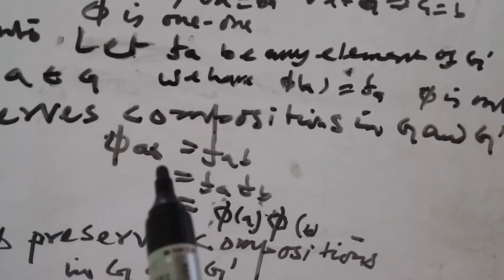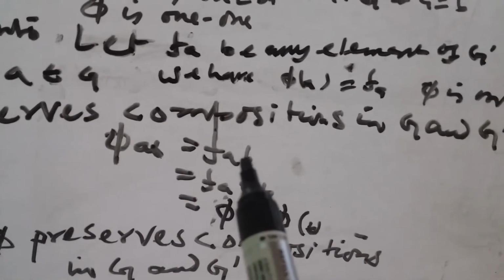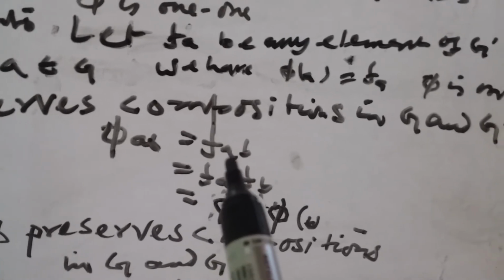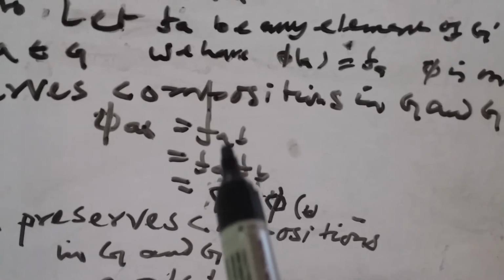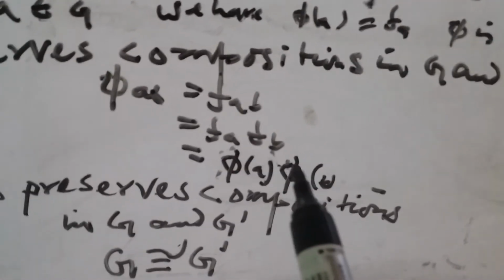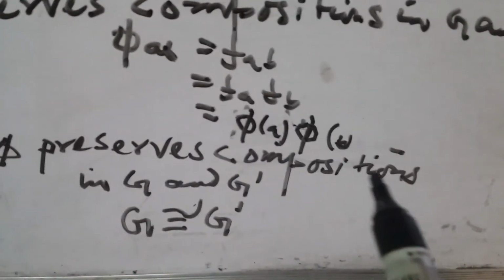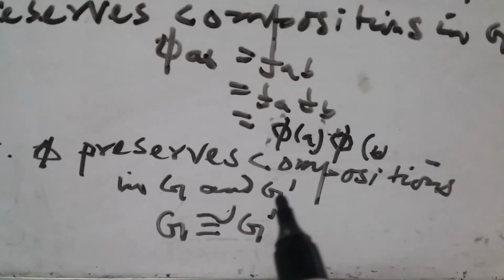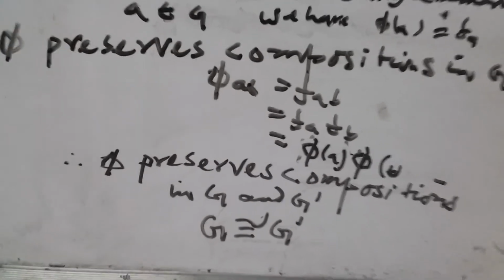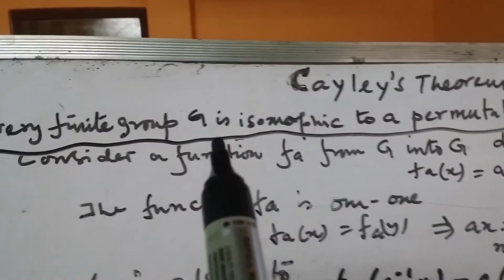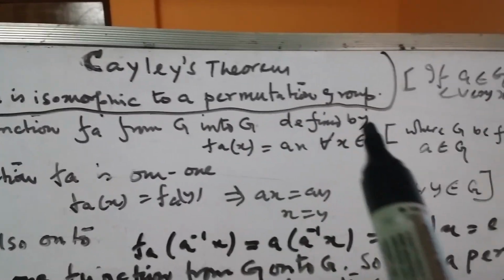Now phi preserves the composition of G and G dash: phi(ab) = f_ab, and f_ab = f_a f_b, so phi(ab) = phi(a) phi(b). So phi preserves the composition, and G is isomorphic to G dash. So every finite group G is isomorphic to a permutation group.